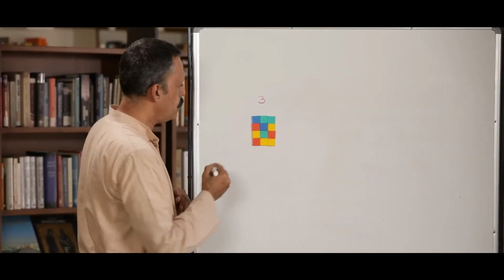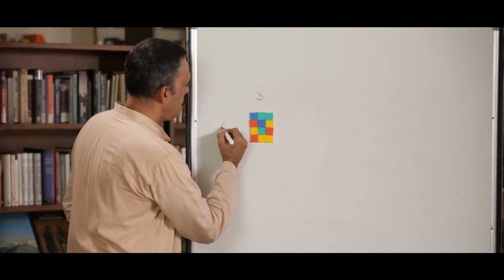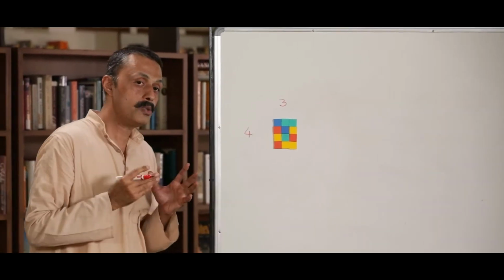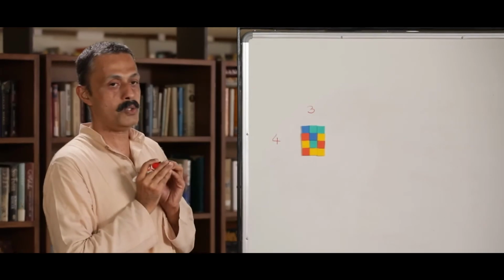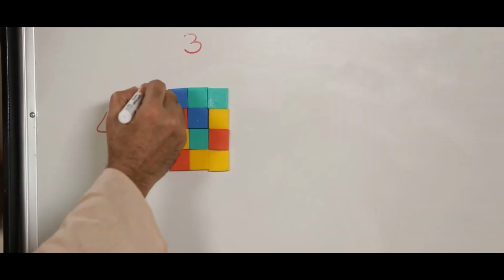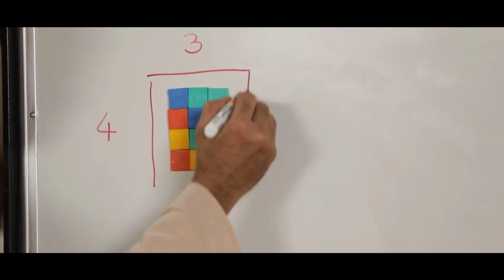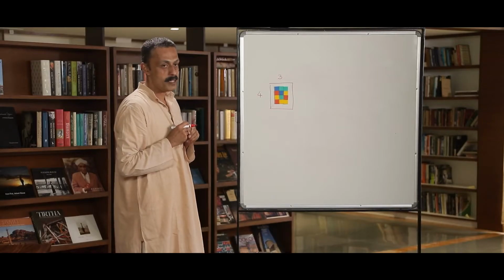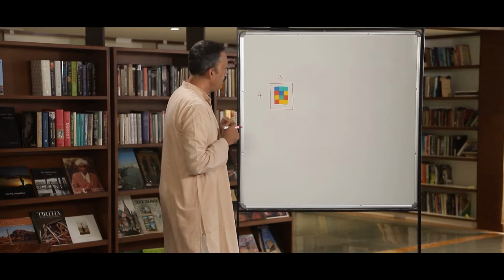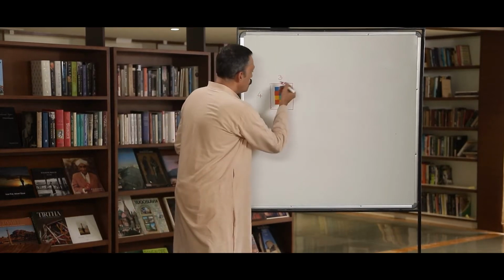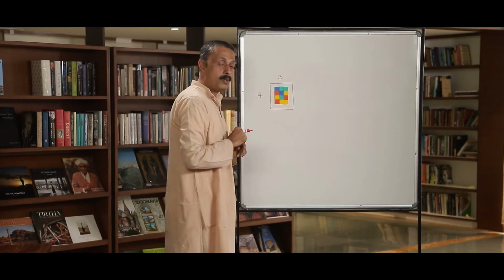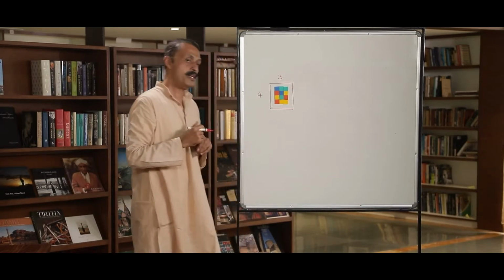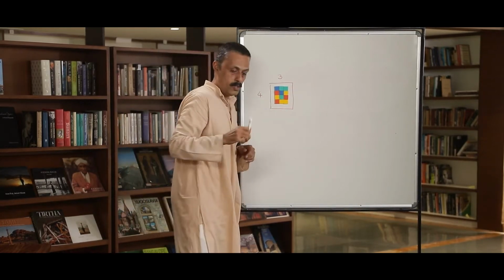I began with 3 counters. I arranged it 4 times. What did I get when I do like this? When I arranged it, I got the shape of a rectangle. Is that right? Therefore, instead of arranging 4 times 3, what if I arrange 3 times 4?